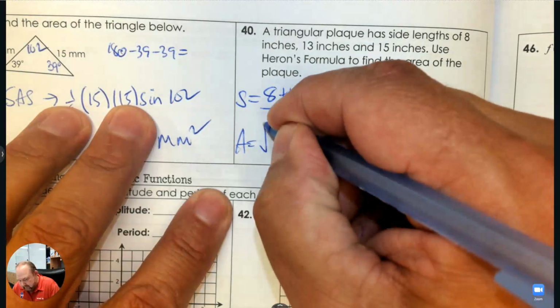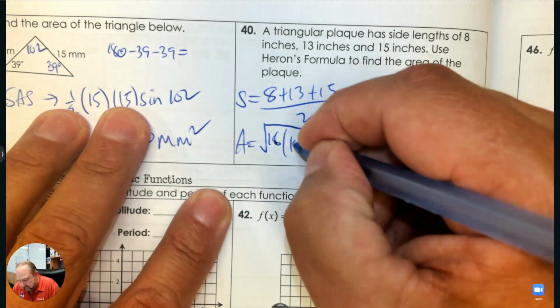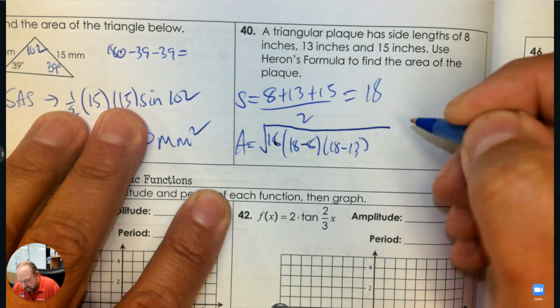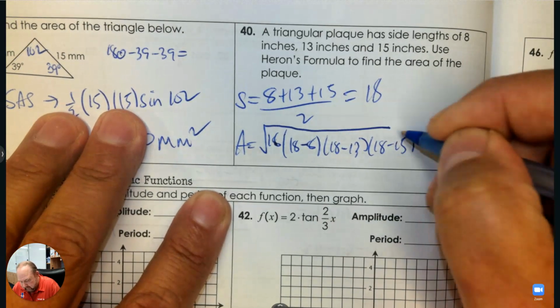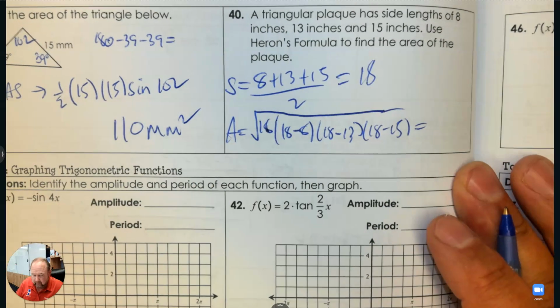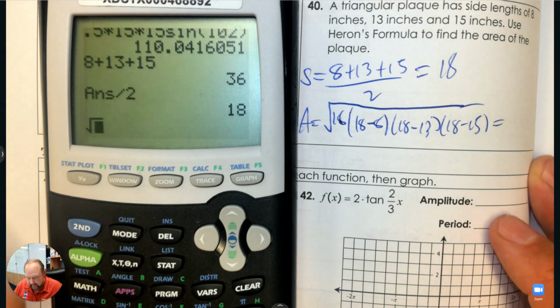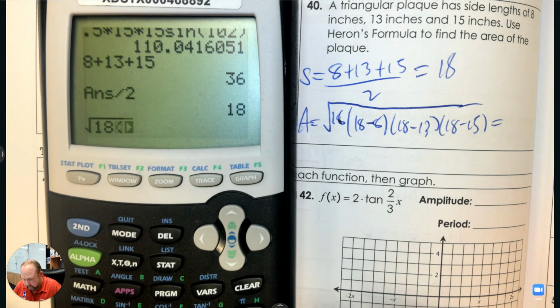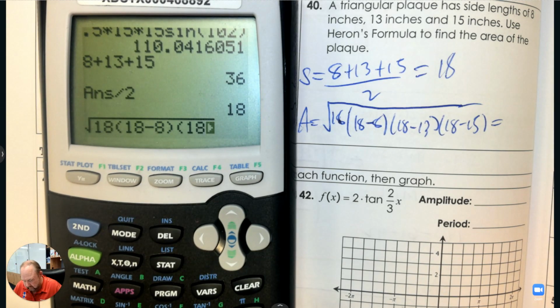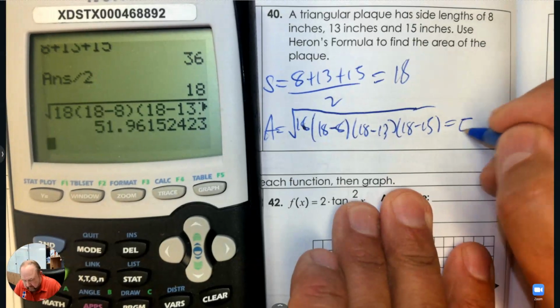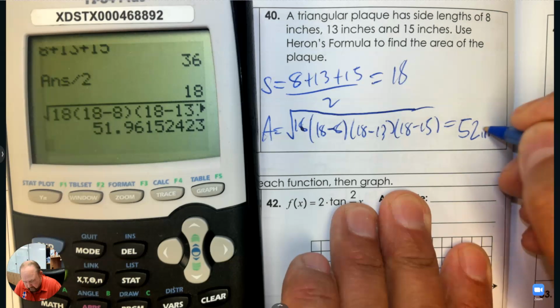Then the formula is a big square root. It's 18. 18 take away 8. 18 take away 13. 18 take away 15. There is Heron's formula, or Hero's formula. Here we go. Second function there, square root 18. 18 take away 8. 18 take away 13. 18 take away 15. And I get an area of 52 inches squared.